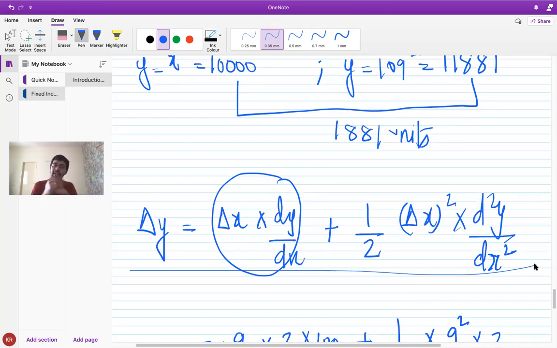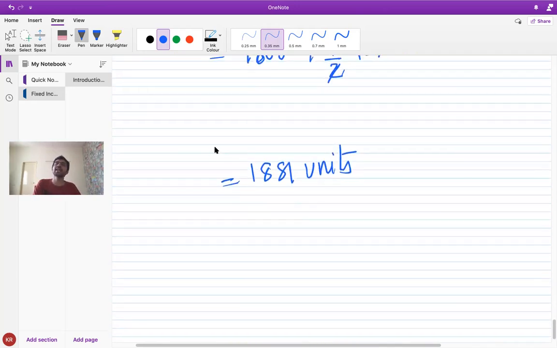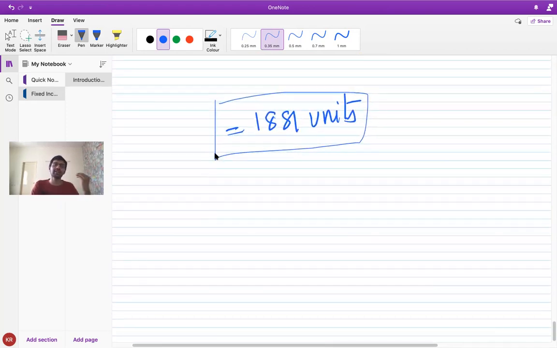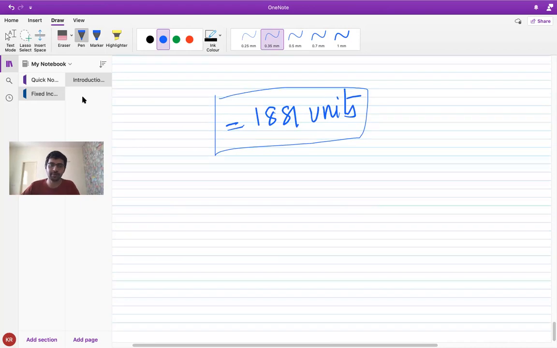X has changed by 9 units. How much will the value of y actually change by? And it is saying that value of y is going to change by 1881 units. And therefore, the revised value of y is going to be 10,000 plus 1881, which is 11,881. Let me maybe write it down.